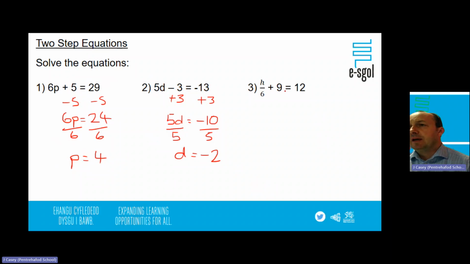There's a +9 there. H divided by 6, that means divide, of course. Add 9 equals 12. But I'm looking at this +9. I want to get rid of that. So I'm going to take away 9 both sides. So I'm trying to get H on its own. That's what I'm aiming for.